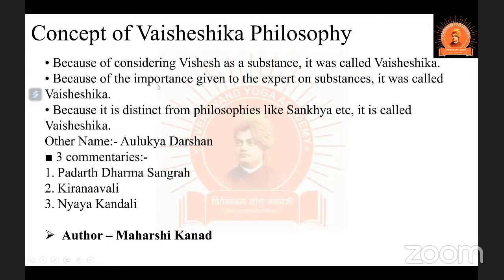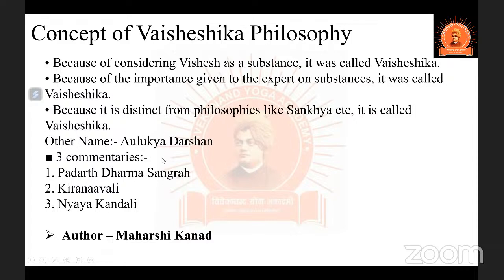So this philosophy has given more importance to the substance related things. That's why it is called Vaisheshika. And because it is different from philosophies like Sankhya, for that reason also it is called Vaisheshika. This philosophy is completely different. It does not explain about Prakriti, Purush, Mahat, intellect, nothing like that. Not even Satkaryavad, whatever we have read previously, it does not explain things like Sankhya and all the number related things. So because of these three things, it is called Vaisheshika philosophy.